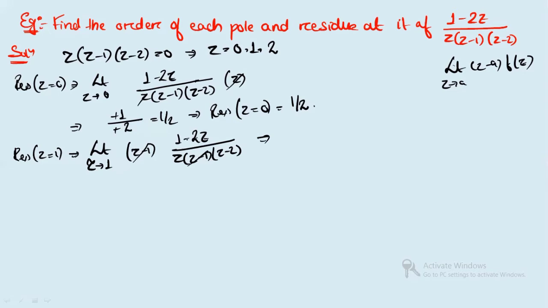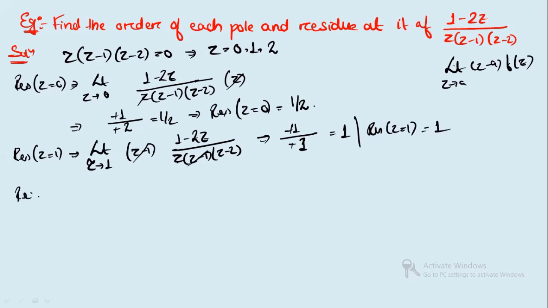This will be 2 ones are 2, and you will get minus 1 in the numerator, and in the denominator, if this is 1, this is 1, this will give you again minus 1. So what you will get here? Minus 1. So minus and minus will get cancelled, and you will have here 1. So residue for z equals 1 is equal to 1.